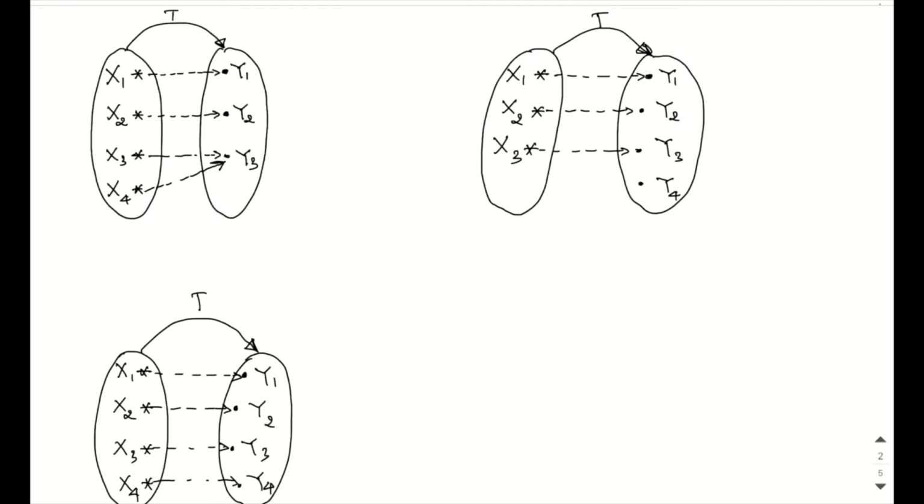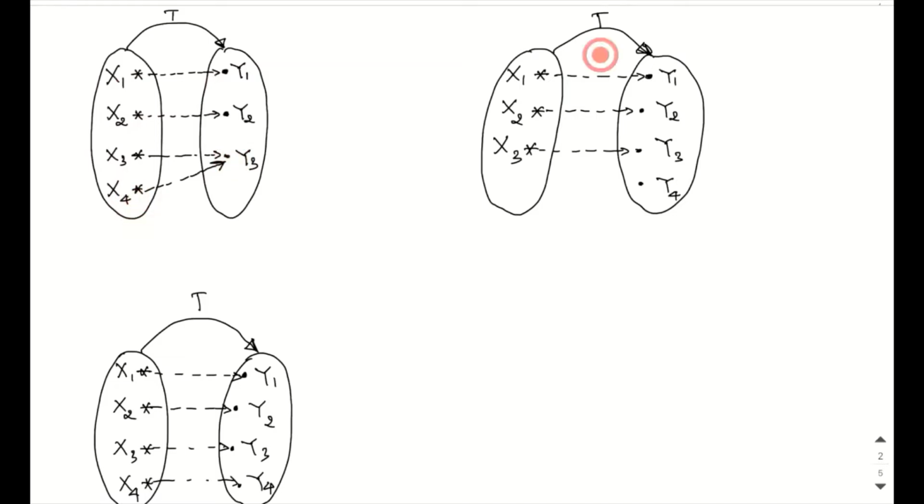The first one, you can go from the left to the right easily. When you want to go back from y to x, this is okay, but y3 is not okay anymore, because for y3, we cannot decide whether to take y3 to x3 or y3 to x4.